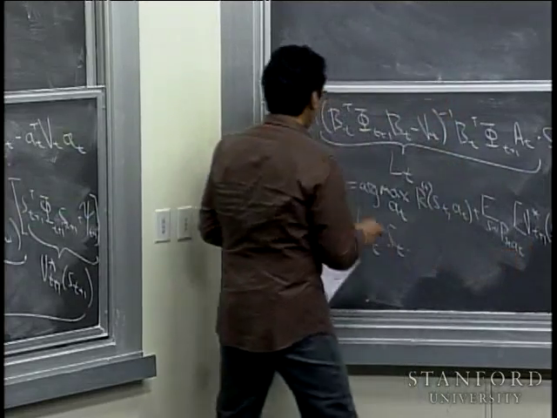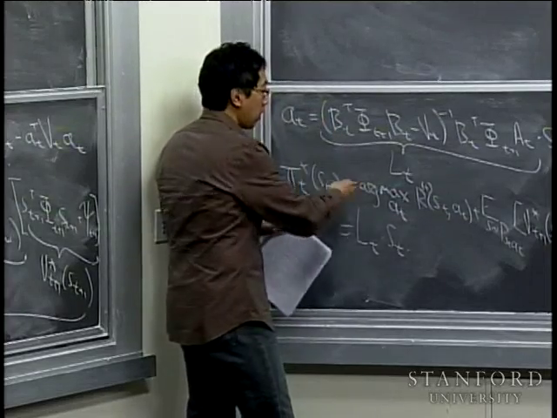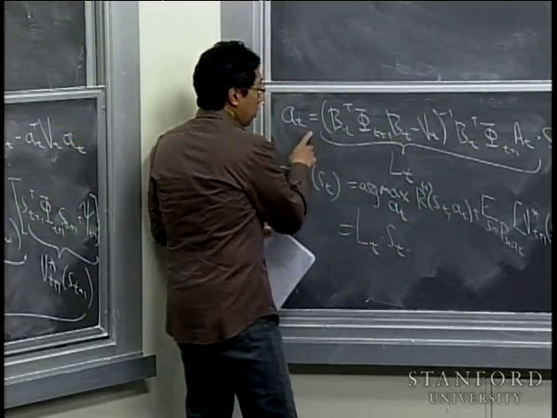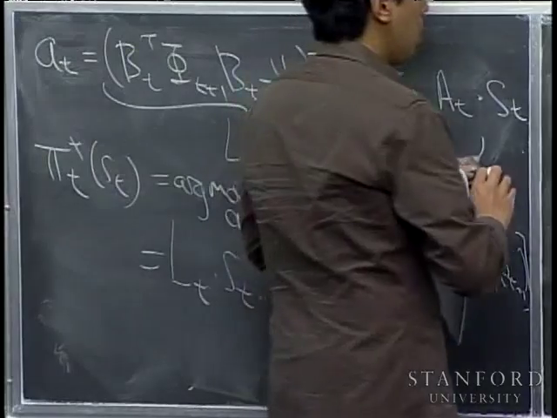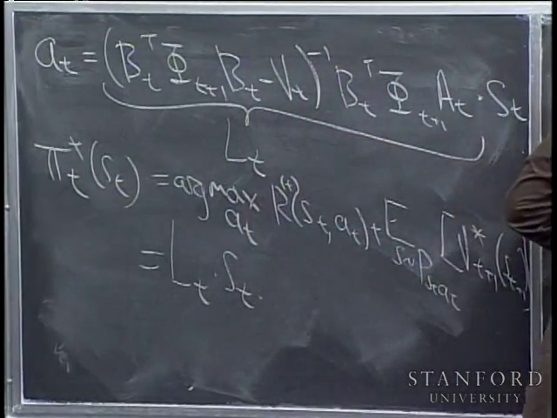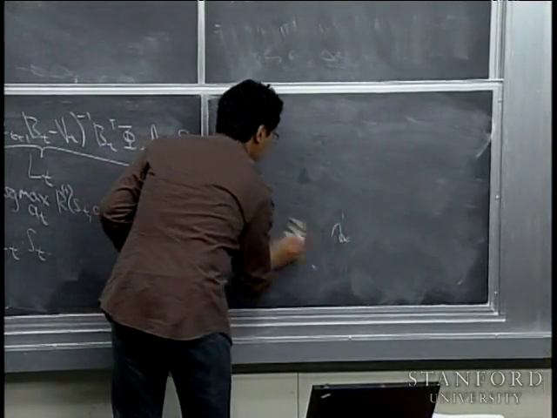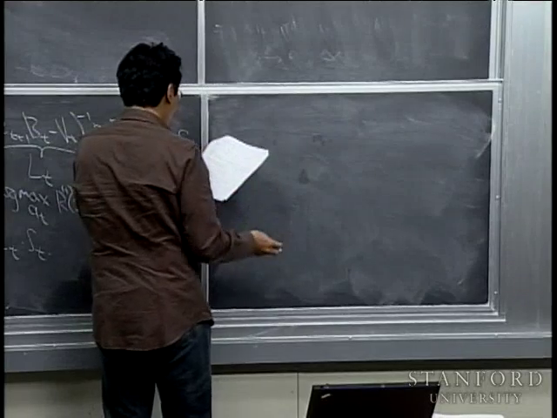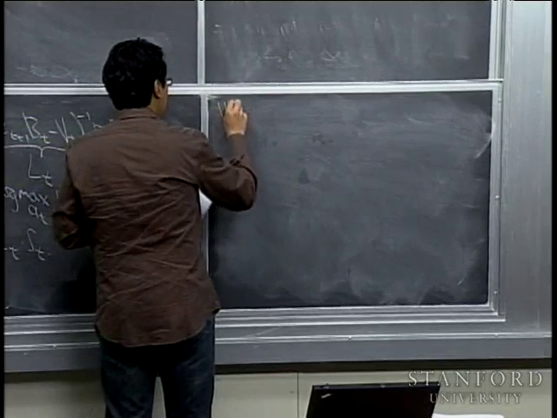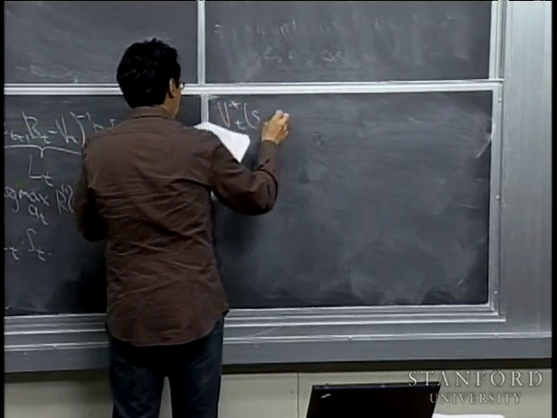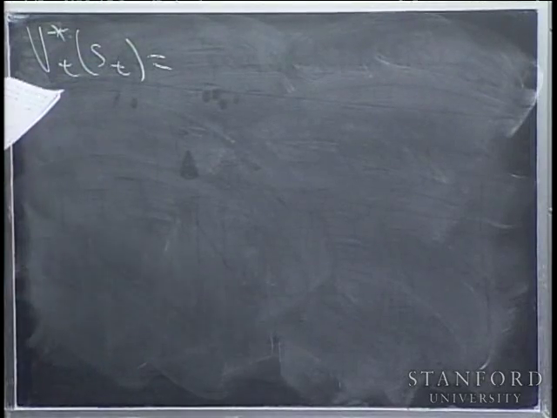Moreover, so you worked out that this is the value for a_t that maximizes the thing on the right hand side. So you can take this and plug it back in to do the dynamic programming recursion. And what you find is that you can take a_t, plug it back in to do the maximization to actually get this formula for V star t of s_t.